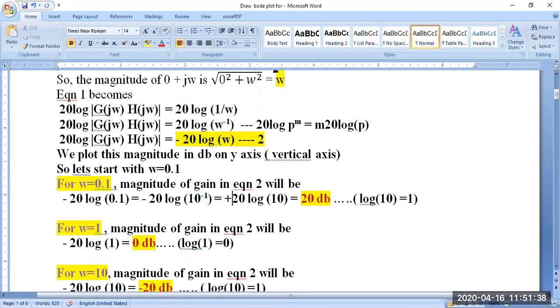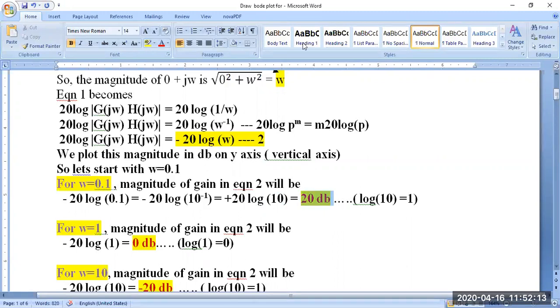Plus 20 dB will be the first point, because the value of log of 10 to the base 10 is 1. And in Bode plots, we always consider log to the base 10. So on your calculator, you have to press log only, not ln. ln is for natural logarithm, which is log to the base e. So don't press ln on the calculator; press log. So log of 10 is 1, and your value will become plus 20 dB. So for omega equal to 0.1, what is the magnitude?